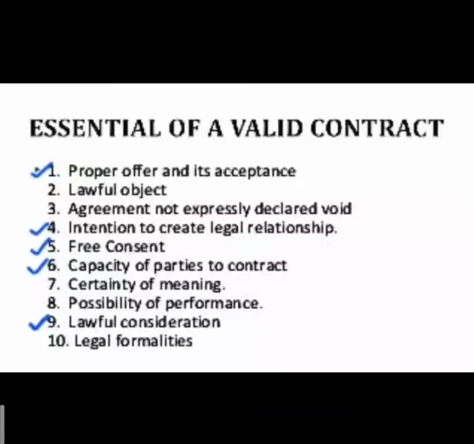In this video we have learned about the first 5 essential elements of a valid contract, that is a proper offer and acceptance between two parties resulting in an agreement, intention to create a legal relationship between the parties, capacity of the parties or their competency to enter into a contract, lawful consideration, and the necessity of free consent in the contract. In our next video, we will continue with the rest of the essential elements and we will discuss the other 5 of them. Thank you all.